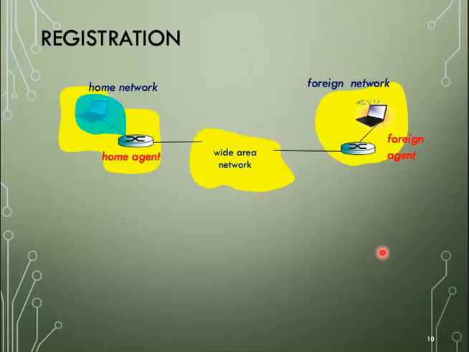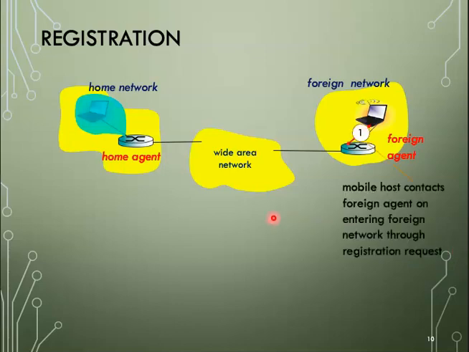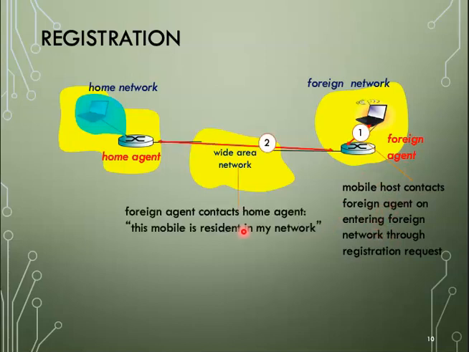So a registration request is sent from the mobile host to the foreign agent to register its care-of address and also to announce its home address and home agent address. Basically this is done upon entering the foreign network. The mobile host will directly contact the foreign agent through this registration request. The foreign agent, after receiving and registering the request, relays the message to the home agent. Basically it wants to say to the home agent that this mobile host is resident in my network.